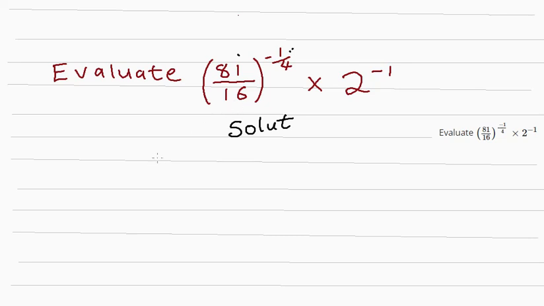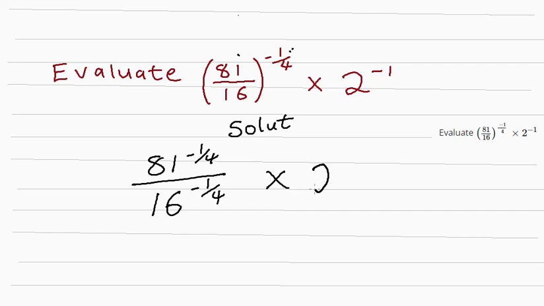So this is the same as 81 raised to the power of 1 all over 4, divided by 16 raised to the power of minus 1 all over 4. Then multiply by 2 raised to the power of minus 1. Okay, so of course, you know how we are going to solve this.